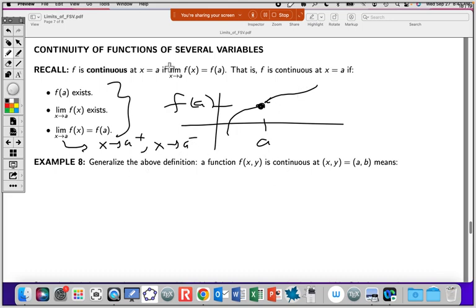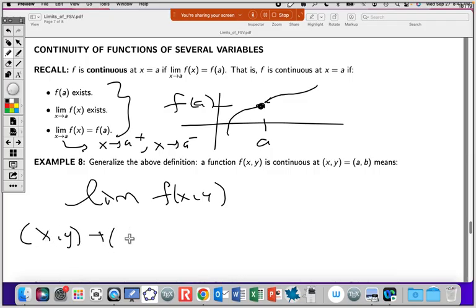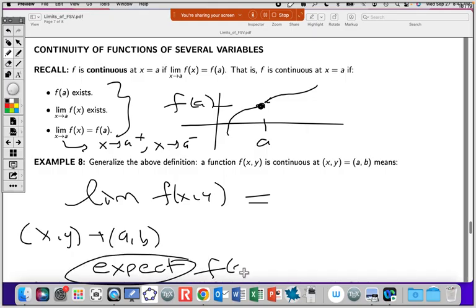All right. So how do we generalize this concept to functions of several variables? Well, we still want you to get what you expect. So in this particular case, we're going to generalize from an f of x to an f of (x,y). We're going to generalize x going to a to the pair (x,y) going to (a,b). And so this is once again what we expect f of (a,b) to equal. And then to be continuous, what should it equal?